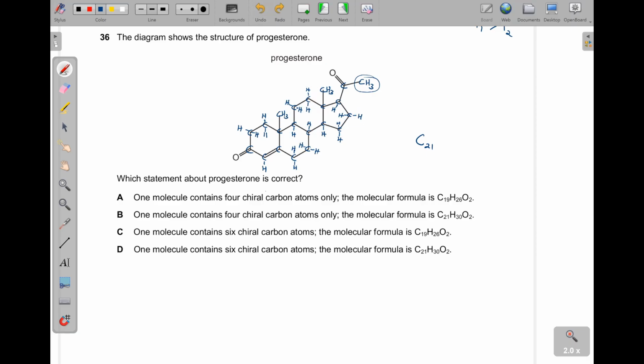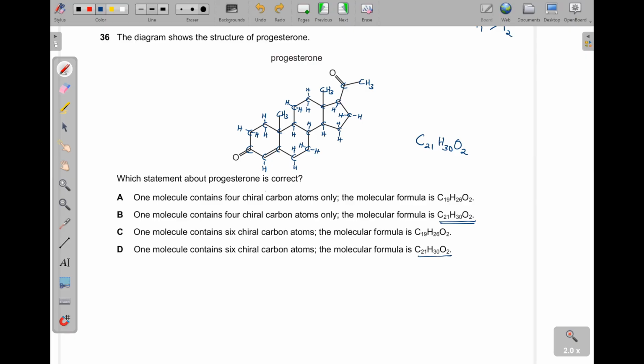Try to clean this one again. So 30 hydrogens. How about the oxygens? Of course, we have 1 and then 2, so oxygens are 2. Do you see that both of them have gotten the same?